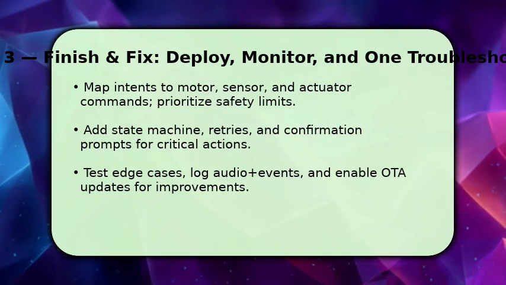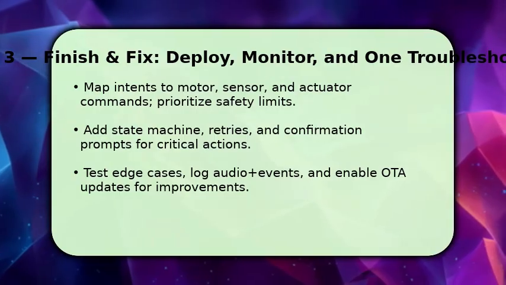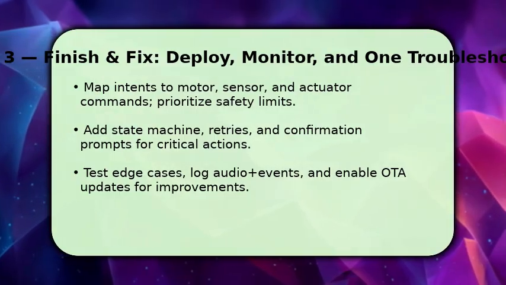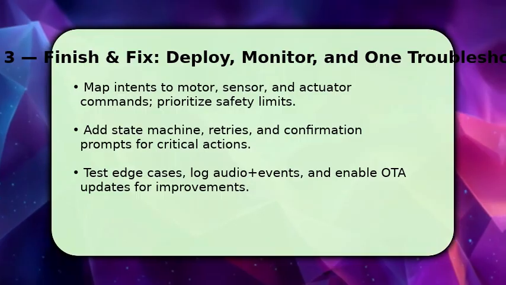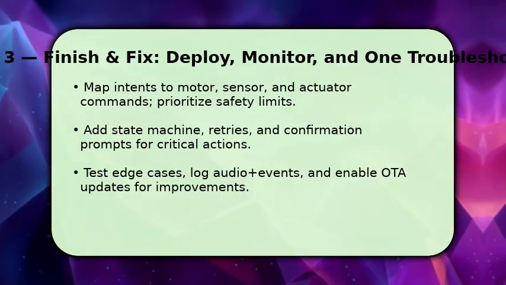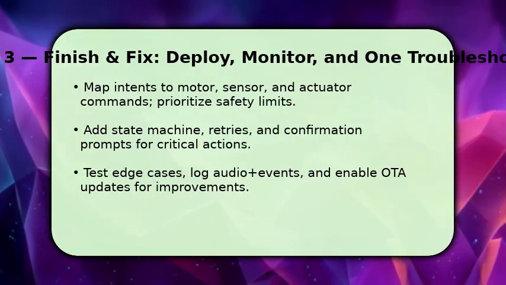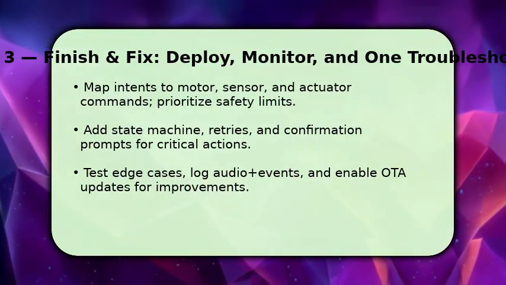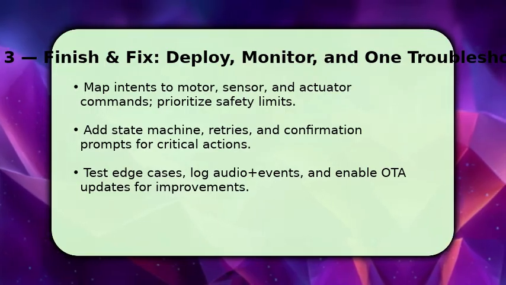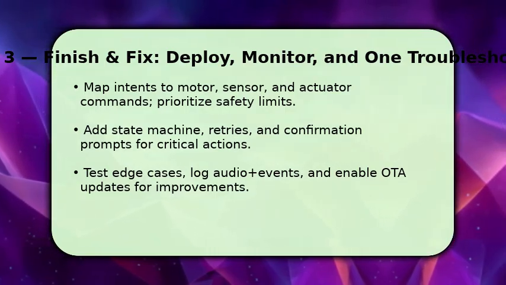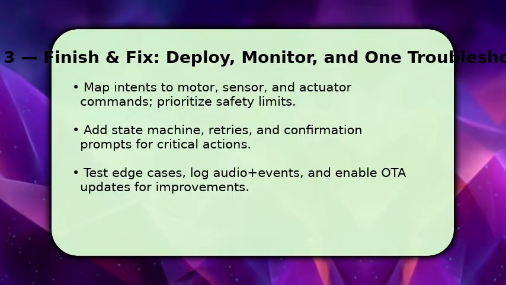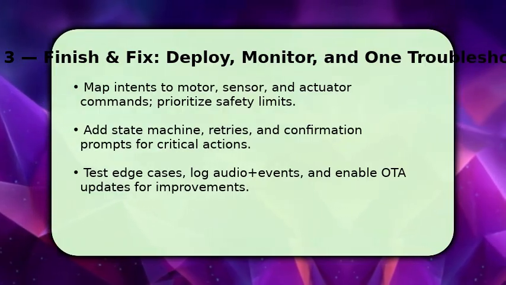Finally, you wire the intent outputs into safe control logic. Map intents to motor and actuator commands, include safety limits and confirmation prompts for risky moves. This prevents unintended motion. Implement a state machine and retry rules so commands are deterministic, and add logging of audio and events for debugging. Once done, test edge cases and enable OTA updates so you can iterate on models.